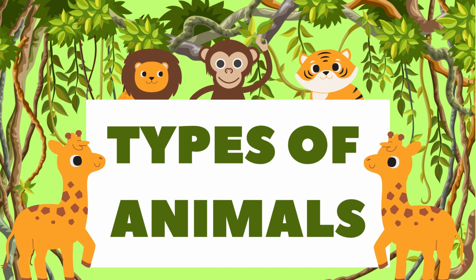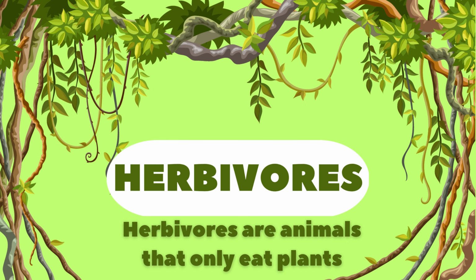Today we will learn about animal types and their names. Types of animals. Herbivores. Herbivores are animals that only eat plants.